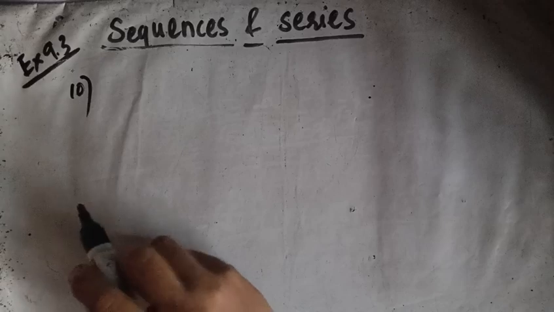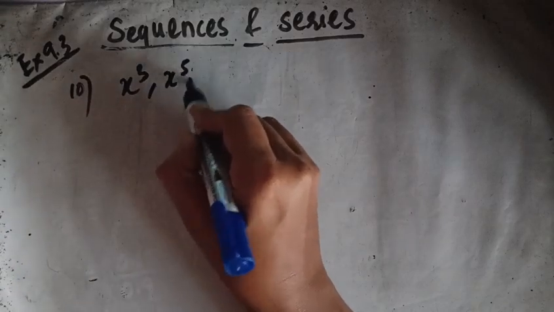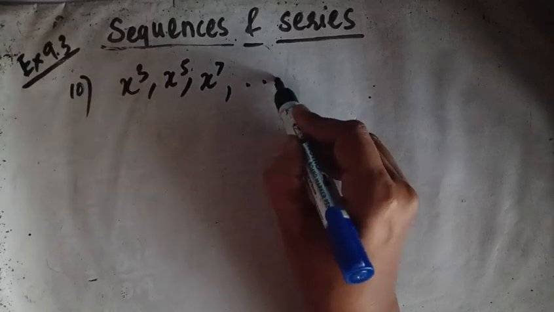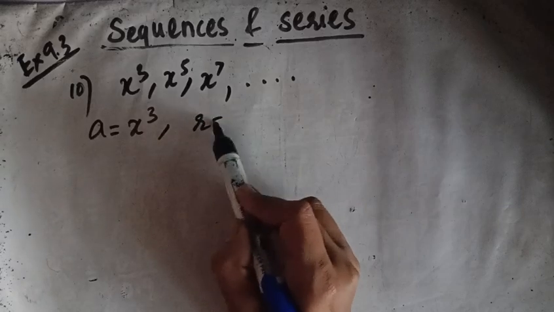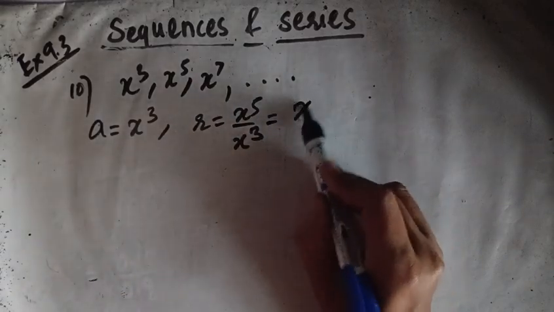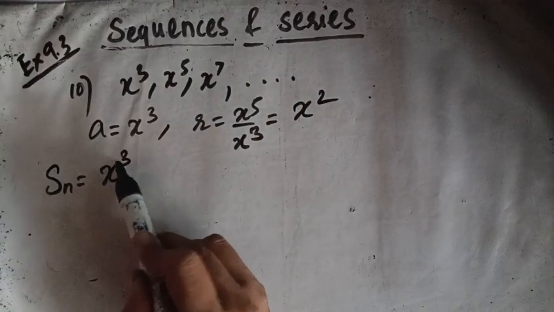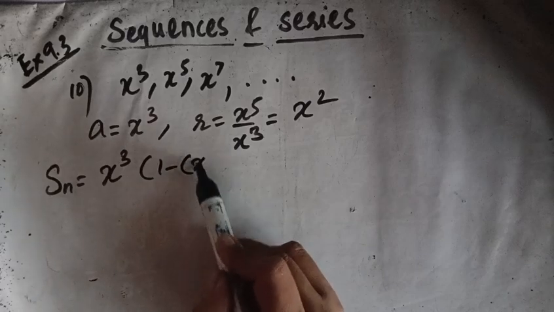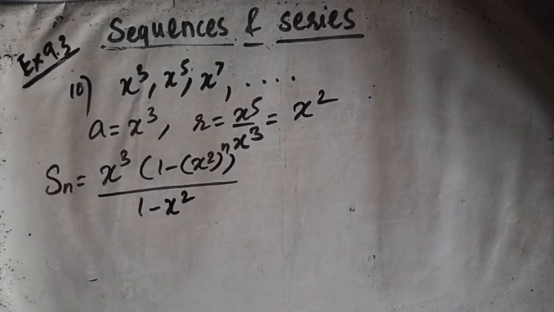And question 10. Find the sum to n terms in the geometric progression x cube, x raised to 5, x raised to 7, and so on. So a is x cube, r is x raised to 5 upon x cube, 5 minus 3, so x square. Sn is a into 1 minus r raised to n upon 1 minus r. Okay. So this is your Sn.